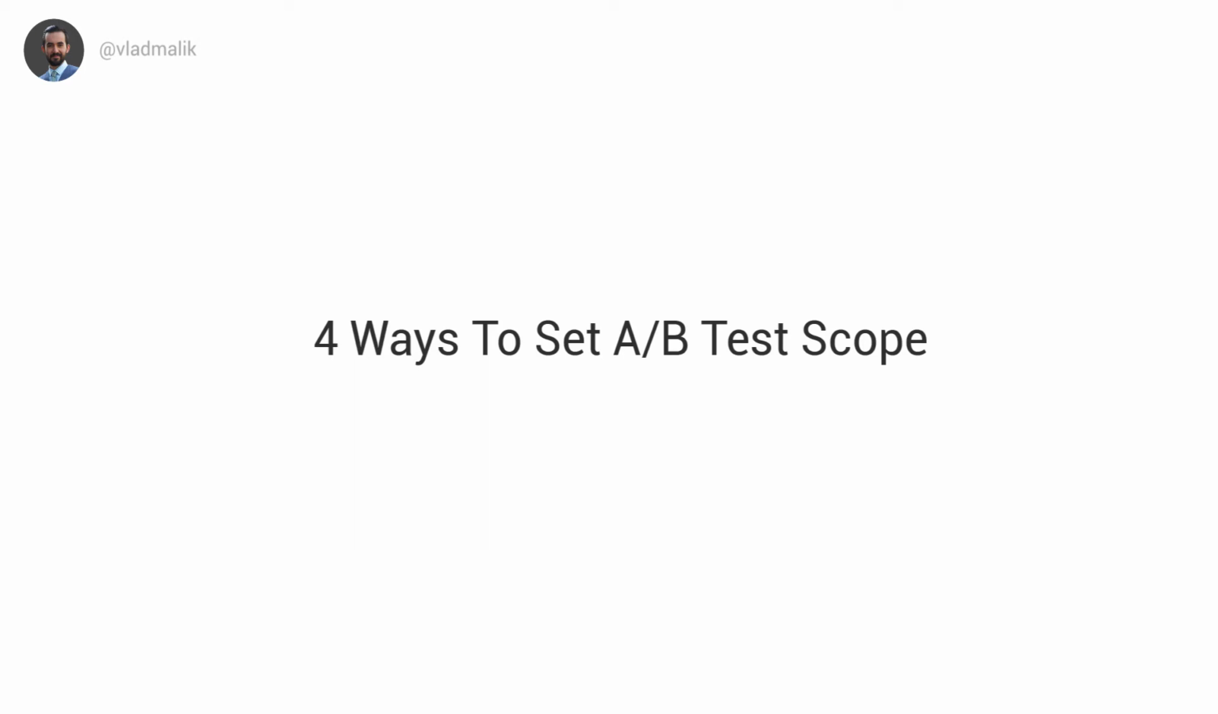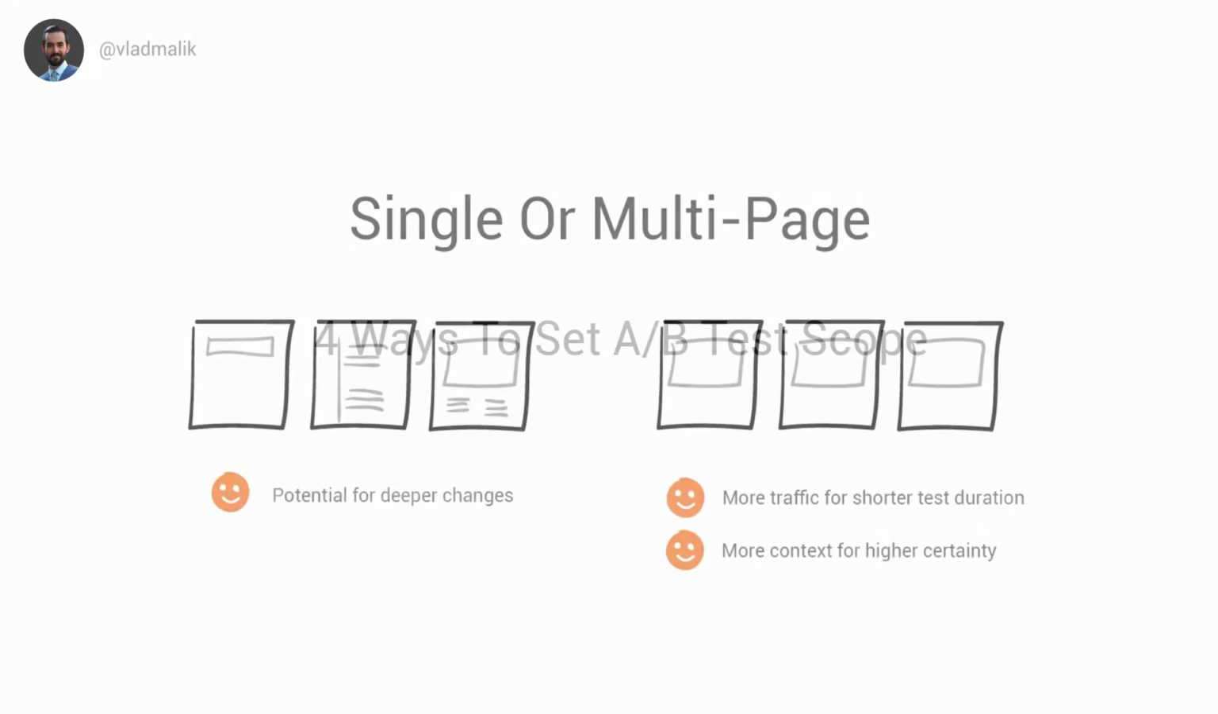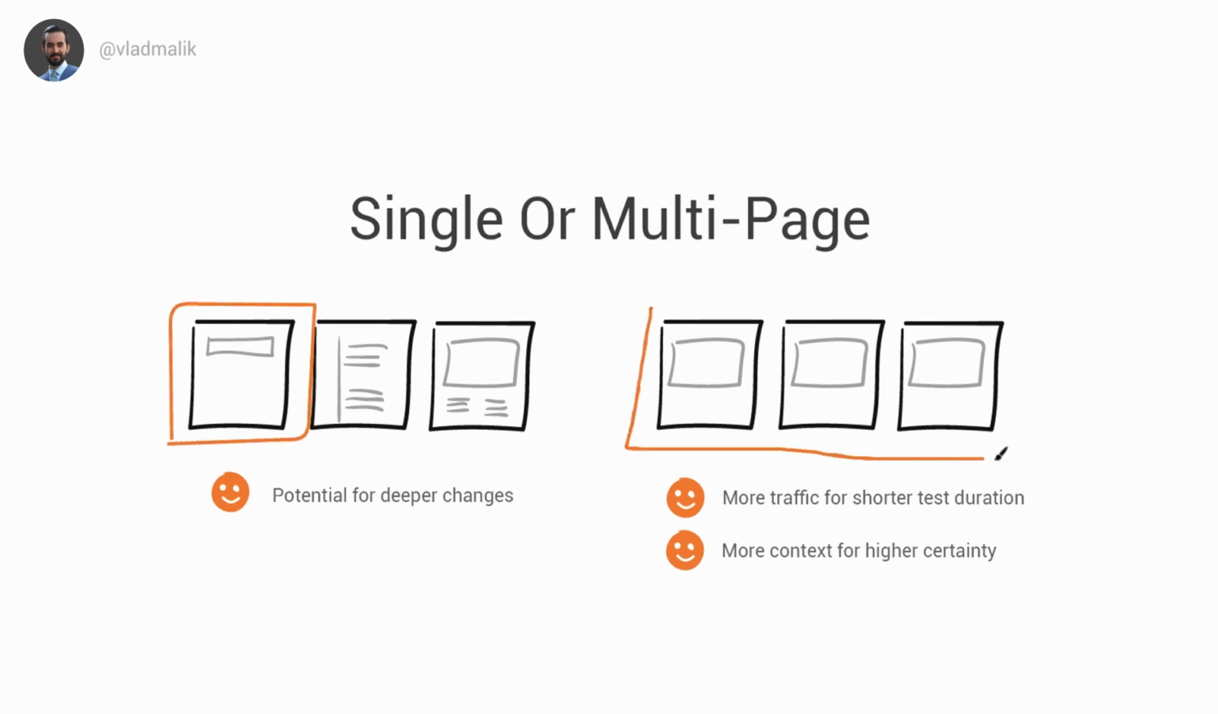The way you define the scope of your test is really important. It can affect things like test duration, the quality of the data you collect, and even the kinds of ideas that you end up testing. One way you can change the scope of a test is by letting it run on multiple pages at the same time.